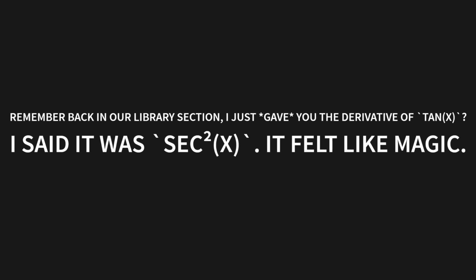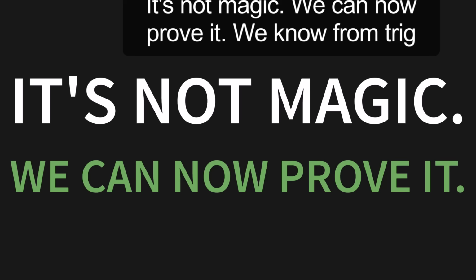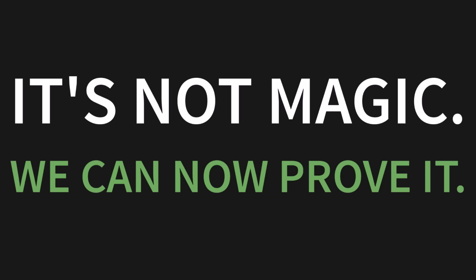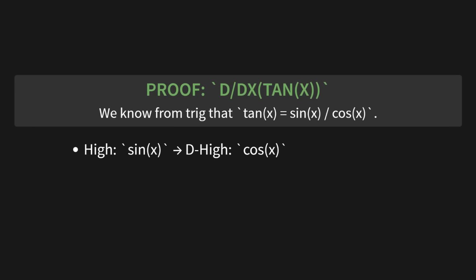Now for the payoff. Remember back in our library section, I just gave you the derivative of tangent of x? I said it was secant squared of x. It felt like magic. It's not magic. We can now prove it. We know from trig that tangent of x is the same as sine of x divided by cosine of x. That's a quotient. We can use our rule. High is sine of x, so d high is cosine of x. Low is cosine of x, so d low is negative sine of x.